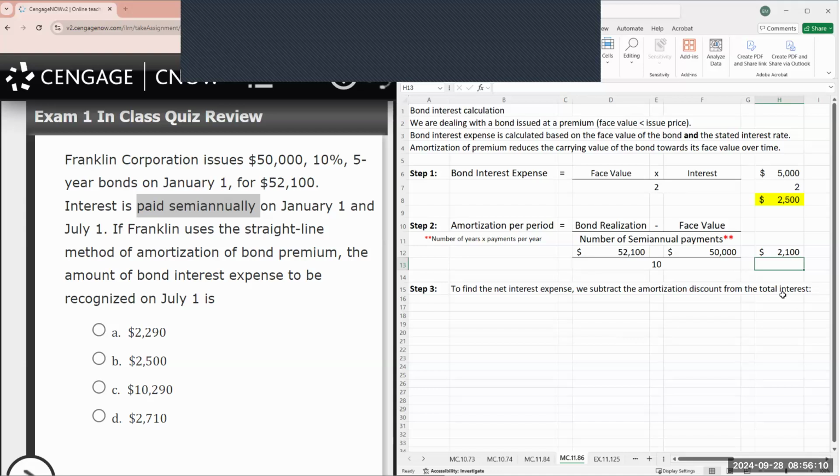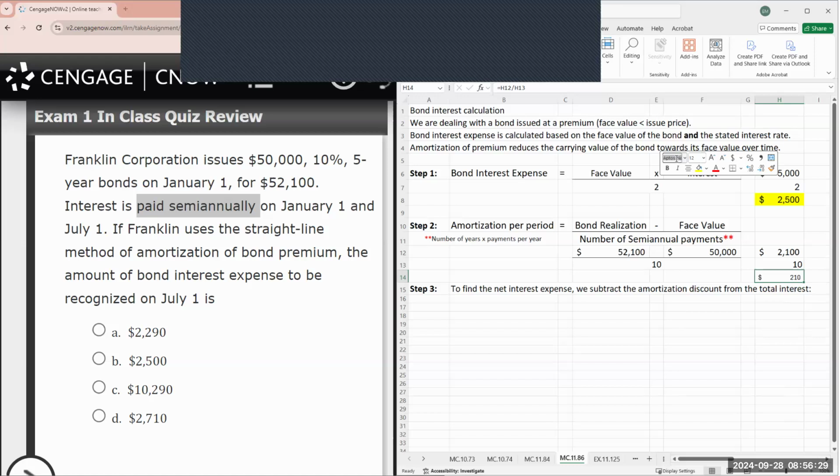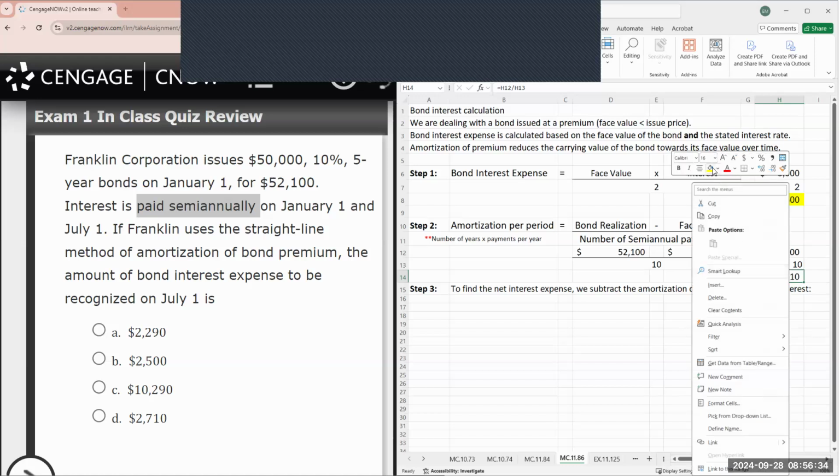So our calculation is as follows. 2,100 divided by 10 will be 210. So now the next and final step, we're going to put this in yellow because we're going to use this number.